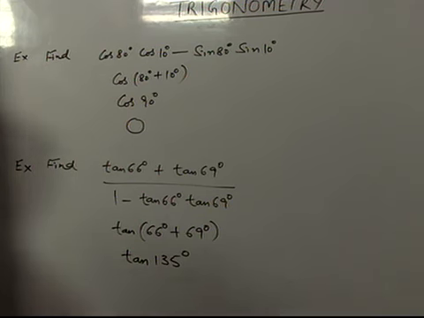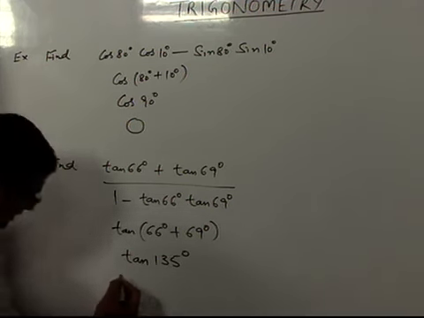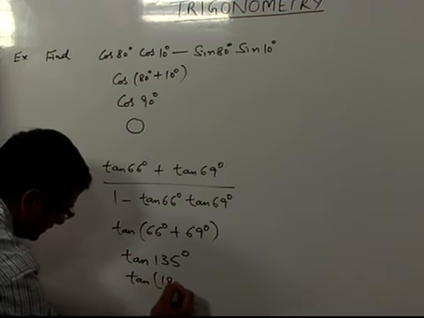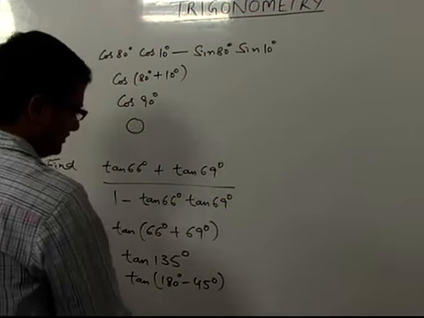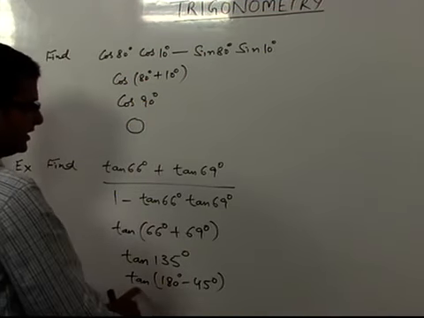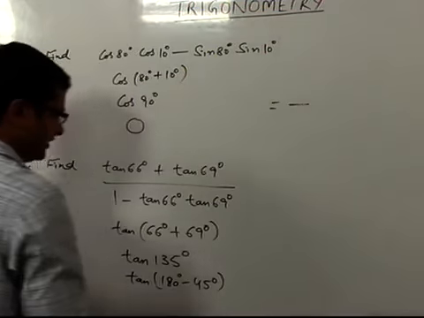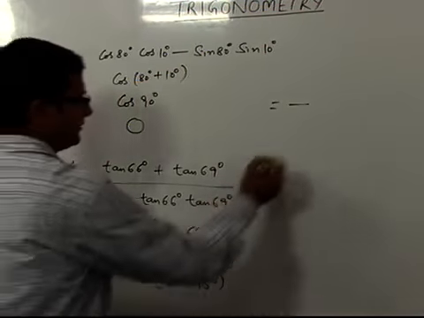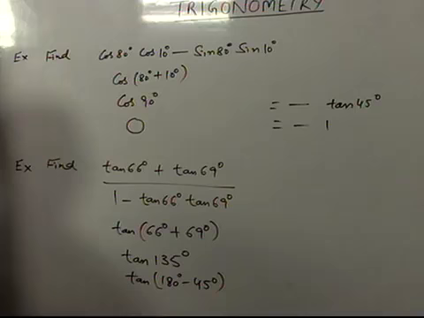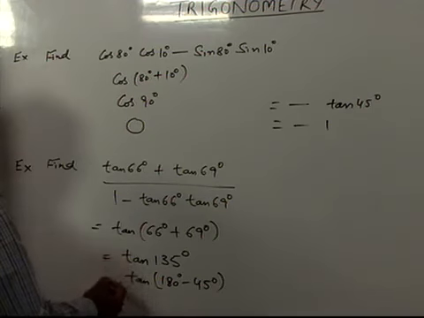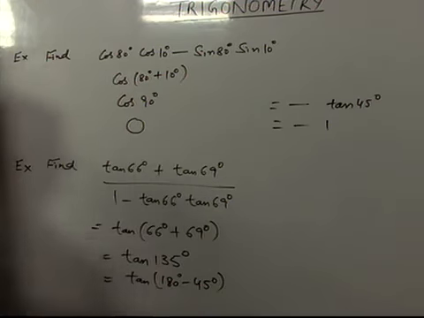It is tangent of 135 degree, and tangent 135 degree can be calculated with the help of allied angles. It can be written as 180 degree minus 45 degree. In second quadrant tangent is negative, so negative sign here, and with 180 degree tangent will remain tangent, so it is minus tangent 45 and minus of 1. So tangent 66 degree plus tangent 69 degree upon 1 minus tangent 66 degree into tangent 69 degree is minus 1.